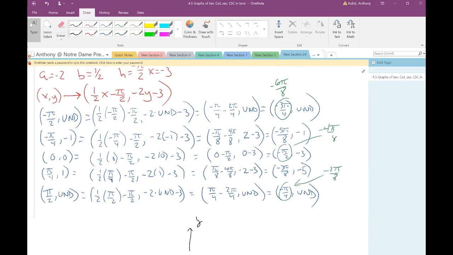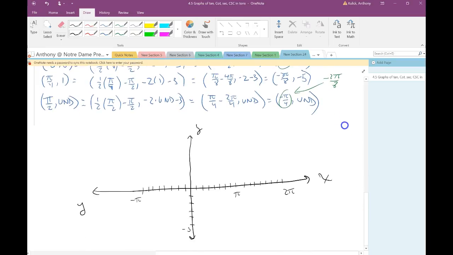Okay, so the first thing we're going to graph is at negative 6 pi over 8, and we're graphing undefined. So I'm going to count 6 tick marks over. 1, 2, 3, 4, 5, 6. And the way you graph undefined is you just graph a dotted vertical line.